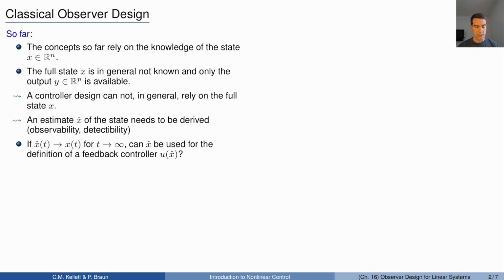That's what we are going to do now, to reconstruct x, namely to get an estimate denoted by x hat of the full state x, to ensure that x hat is converging to x asymptotically, exponentially, or in finite time to the true state x, and based on that information then to define a feedback controller based on x hat instead of x, and then to analyze the properties of this overall closed loop system.